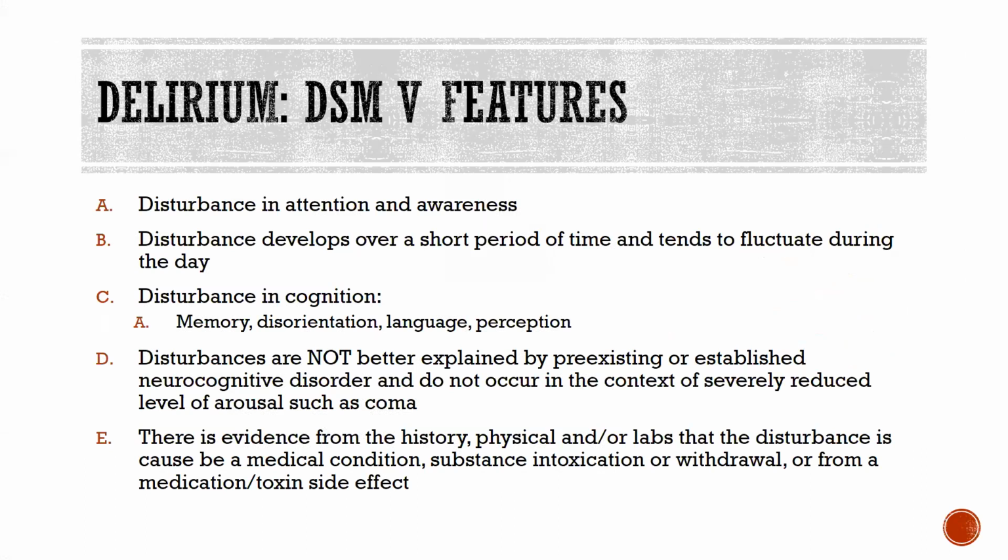So first, a disturbance in attention and awareness. Secondly, it has to be acute and develops over a short period of time, and it generally tends to fluctuate during the day. It's a disturbance in cognition, and that can involve language, memory, disorientation. The fourth feature is that these disturbances are not better explained by a pre-existing or established neurocognitive disorder, whether this is dementia or some pre-existing neurocognitive disorder that the patient has, and it also does not occur in the context of someone that is severely reduced in terms of their arousal, so someone that's in a coma.